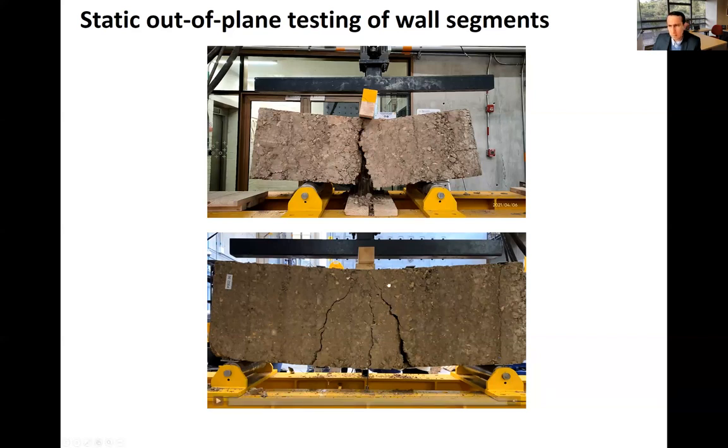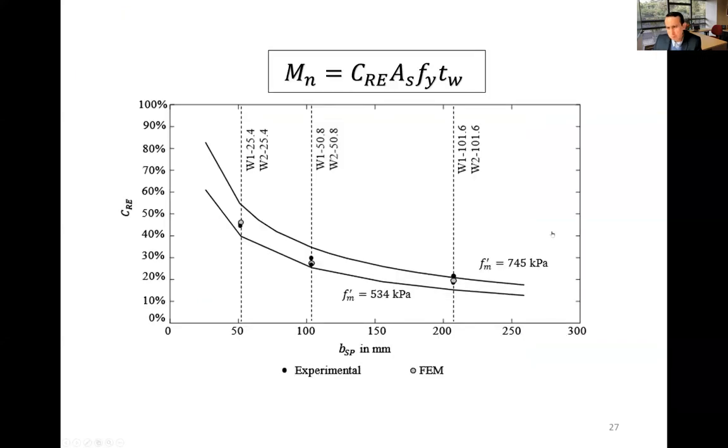This was apparently a very simple test, but it was not, because we need to build this in the opposite position and then rotate it at the lab. It was not a very simple test actually. With this, we did a lot of testing. We were able to build a curve that allows us to get an equation to predict the flexural capacity of an earthen wall with these plates included. This equation was verified experimentally and also analytically, so it works very well.